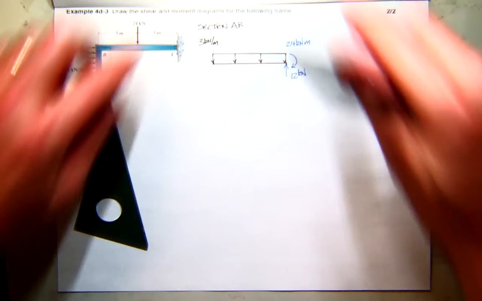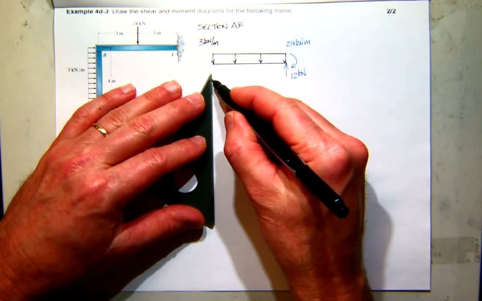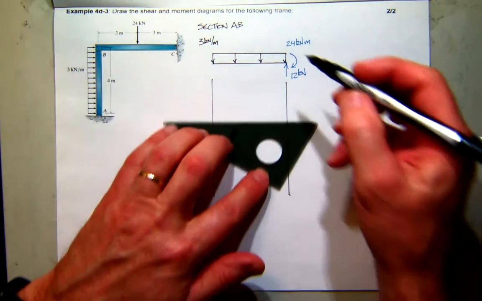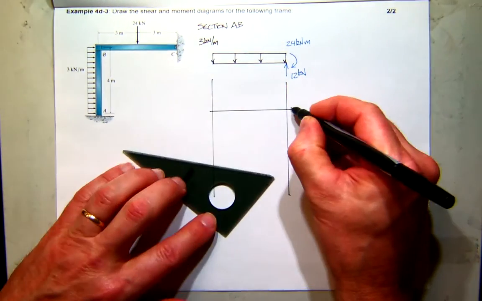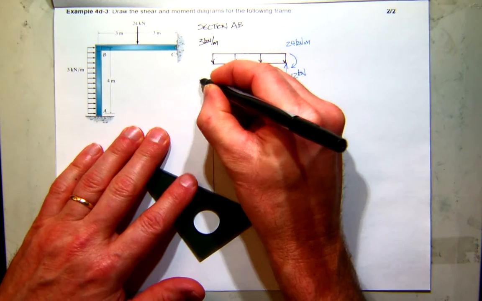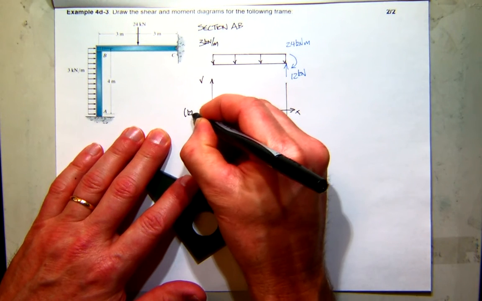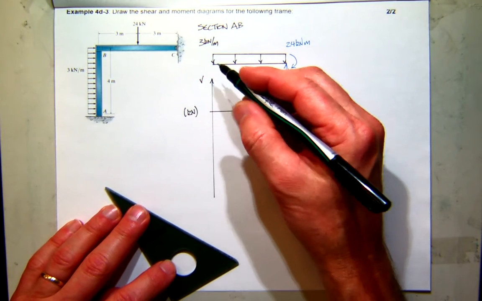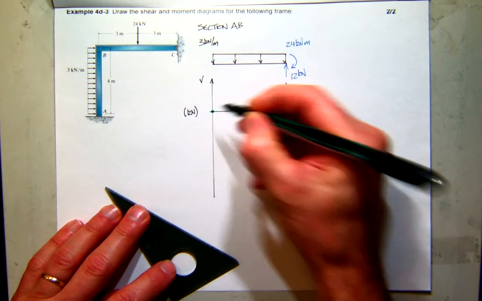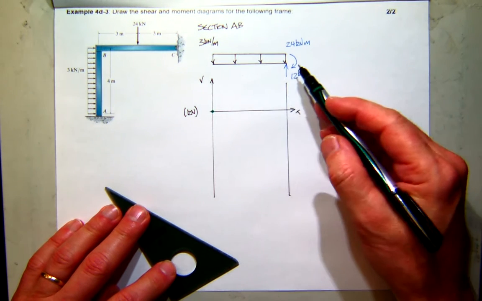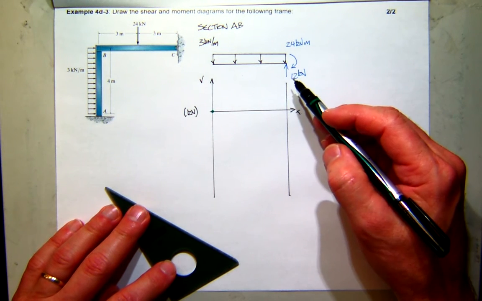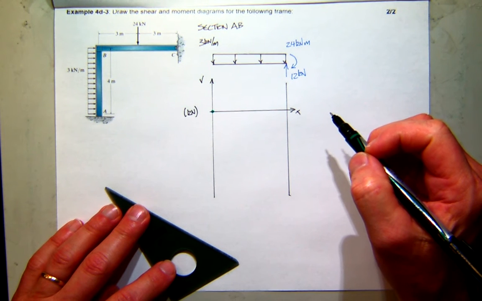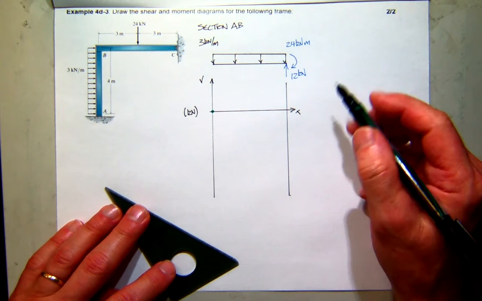So I can extend a couple lines to create a template. I can come here, establish positive X, positive shear. All my units will be in kilonewtons. Let's see what we've got. So what's the shear starting here at A? 0. What's the shear over here at B? It's 12. Is that positive or negative? That is negative.